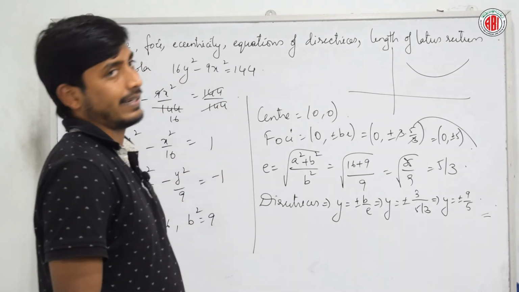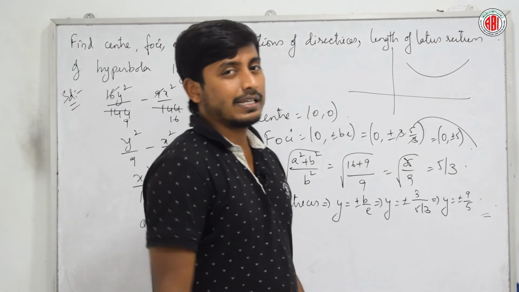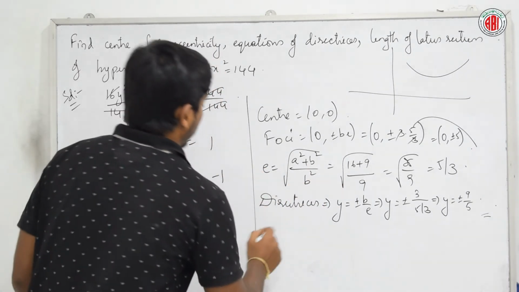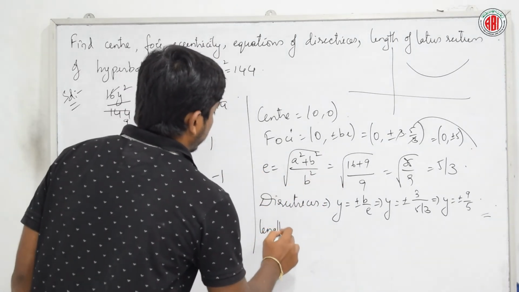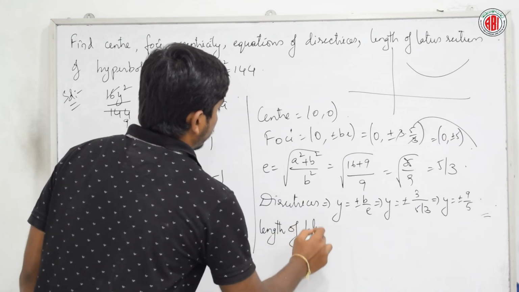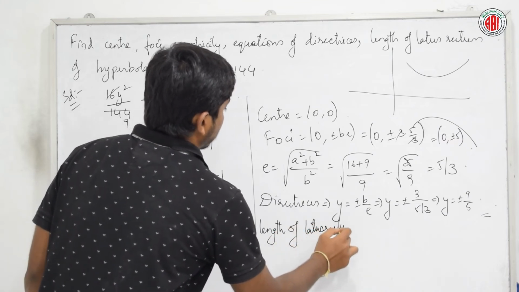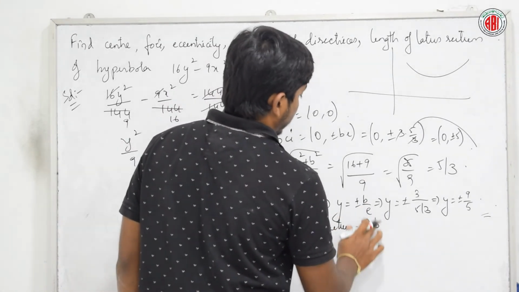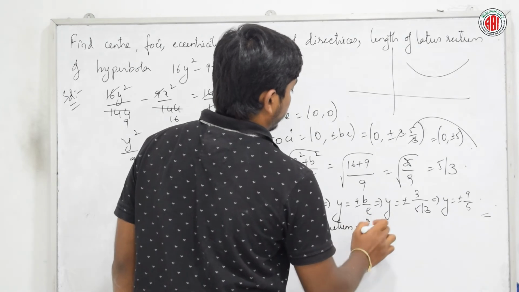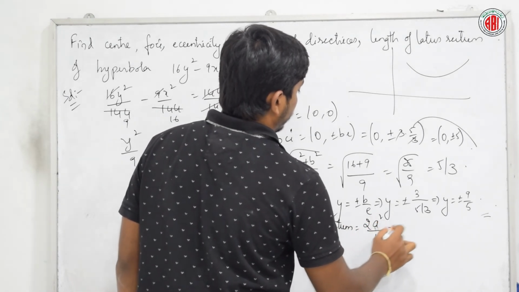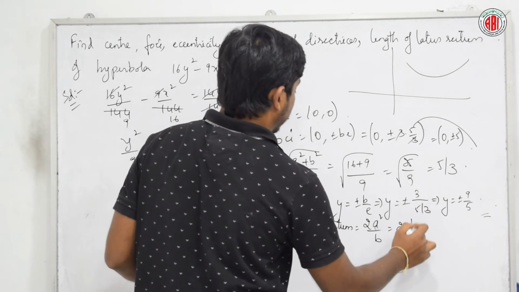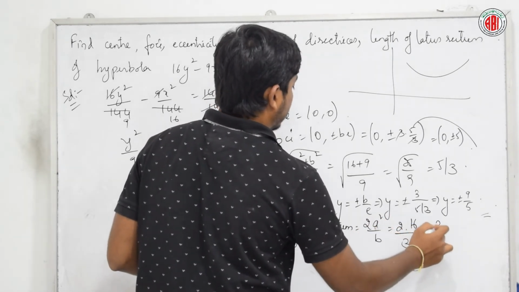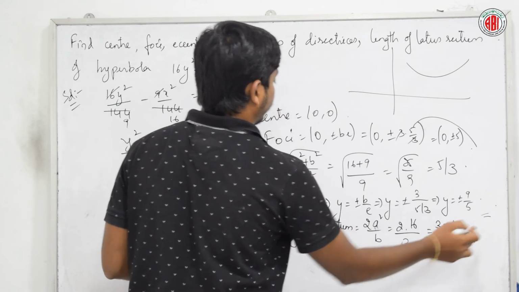Next, length of latus rectum. That was actually 2b square by a if it is our standard form. Now it is 2a square by b. Length of latus rectum is 2a square by b. That is 2 into a square, 16, by b, which is 3. That is 32 by 3.